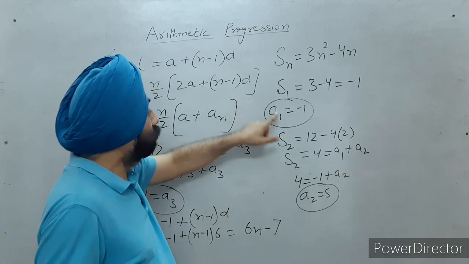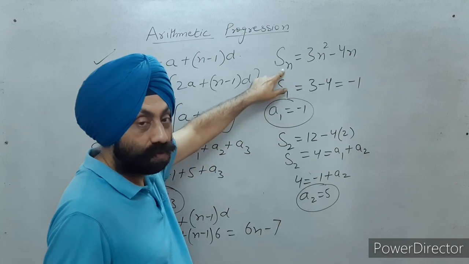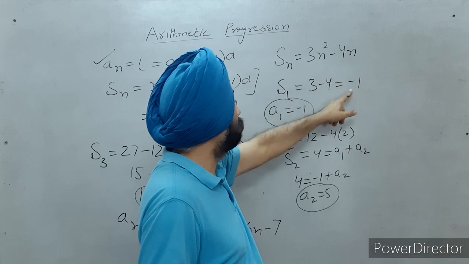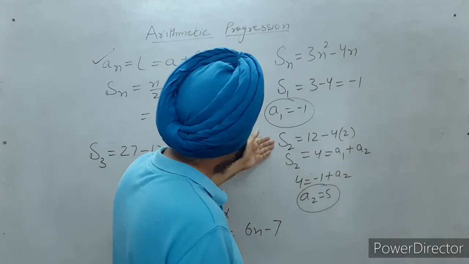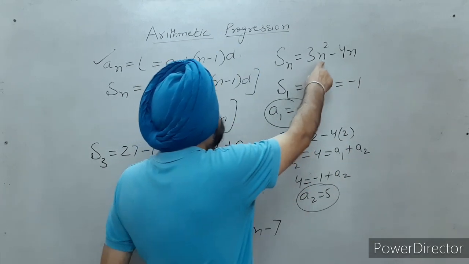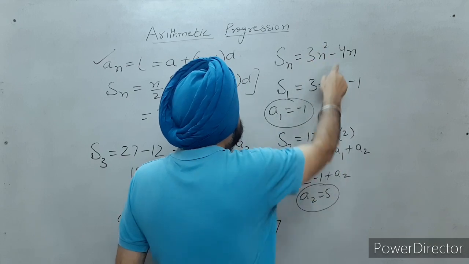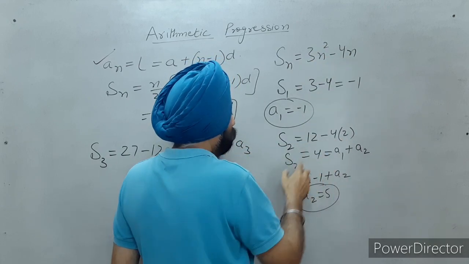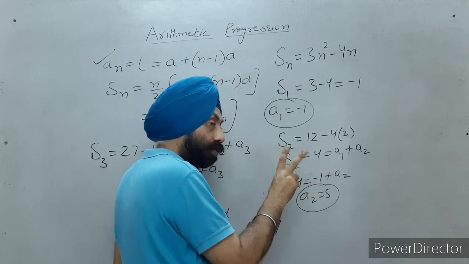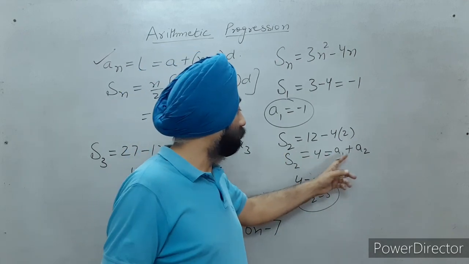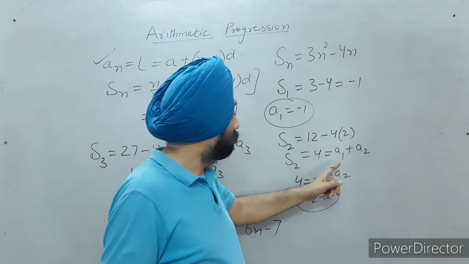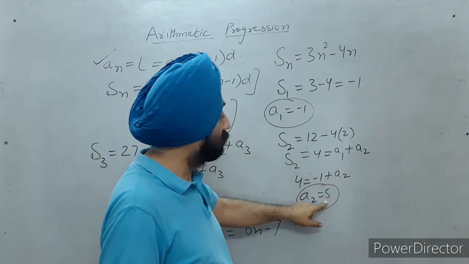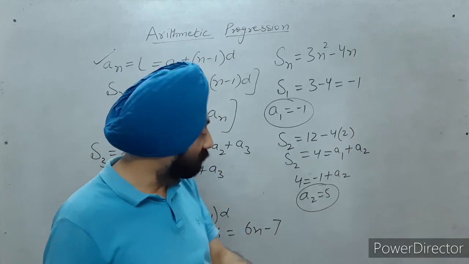What I did, put n equals 1 over here. I get 3 into 1 minus 4. 3 minus 4 is minus 1. Now S of 2. S of 2 is 2 square is 4, 4 times 3 is 12, minus 8. I get 12 minus 8 is 4. Sum of two terms means the first term plus the second term. Now first term was minus 1. So 4 plus 1 becomes 5. So I get the second term as 5.